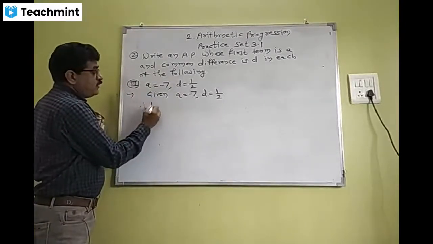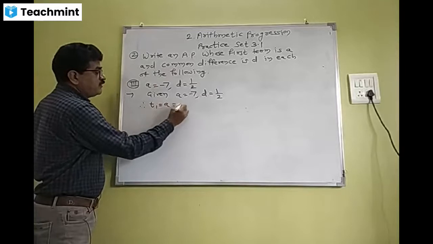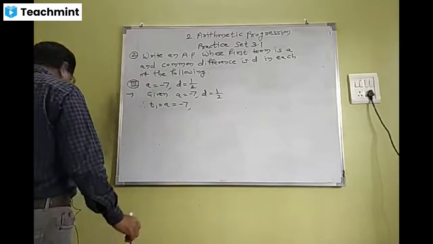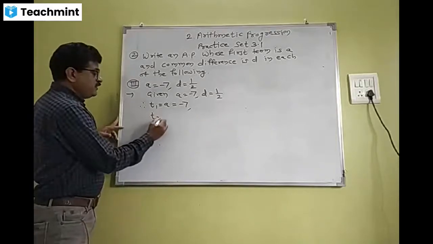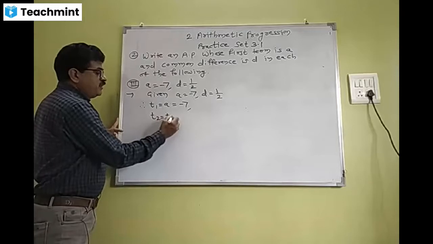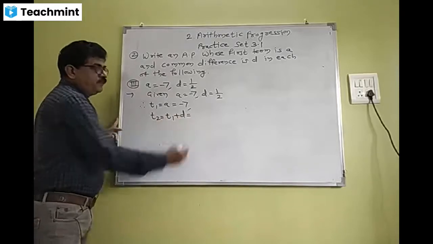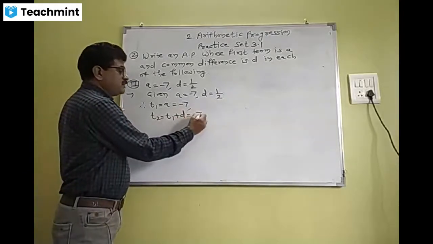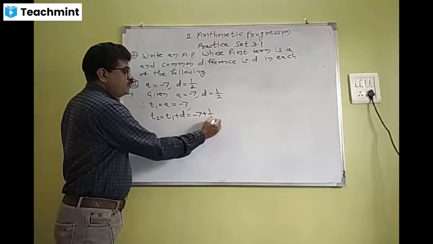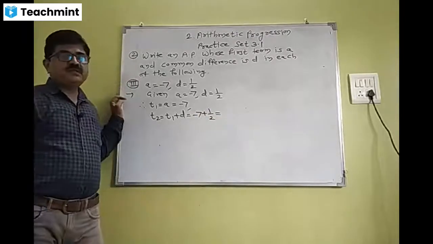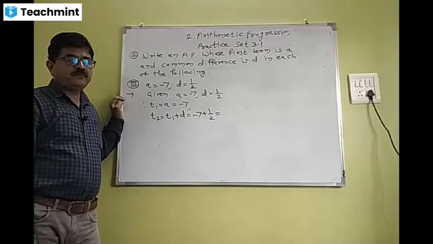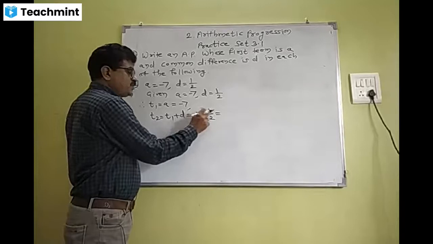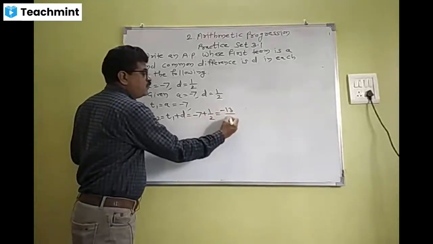Therefore, first term T1 is equal to A is equal to minus 7. Second term T2 is equal to previous term T1 plus D. Now put value of T1 is minus 7 plus D is 1 upon 2 is equal to, सांगा काय येईल? Minus 13 upon 2. Correct. 2 into 7, that is minus 14 plus 1, that is minus 13 upon 2.